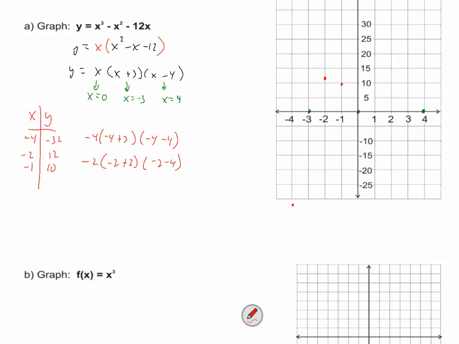My next 0 is the 0. And for time's sake, I went for 2. 2 is a negative 8. So graph 2, negative 8. And I graphed 5. I did 5. And 5 is 40.